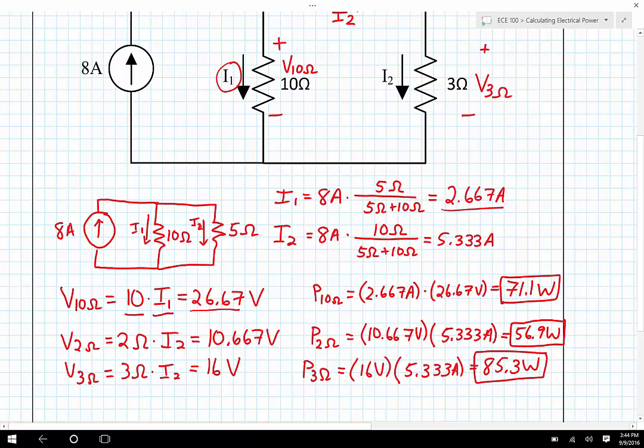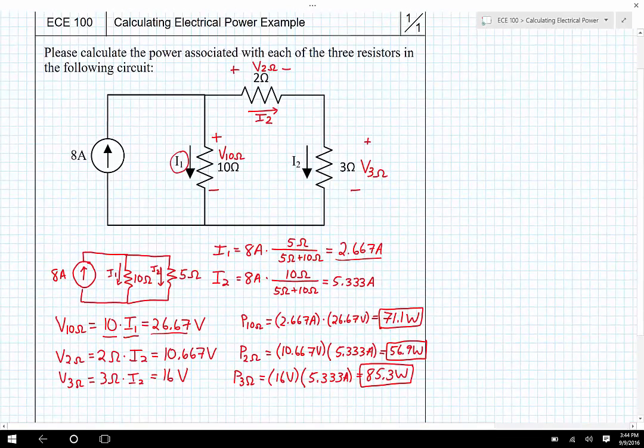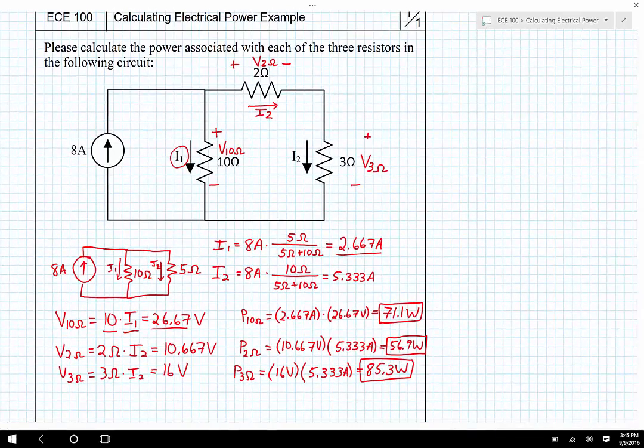Now there's more that we can do with power, but for now we've done what we were asked to do. We've calculated the power associated with each of the three resistors. We found that they're 71.1, 56.9, and 85.3 watts, and we'll move on to doing more in the next example.